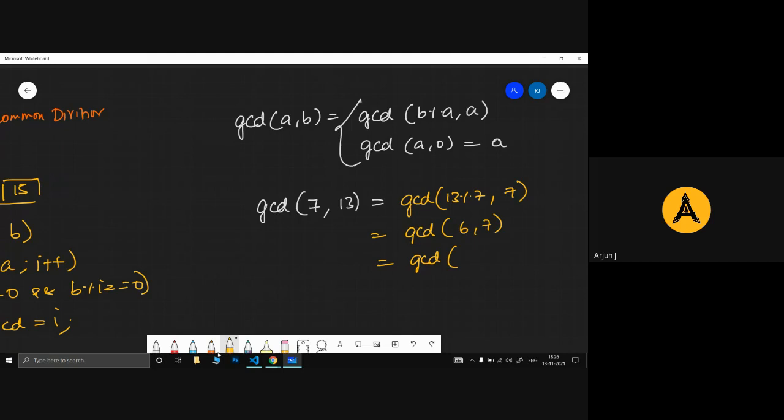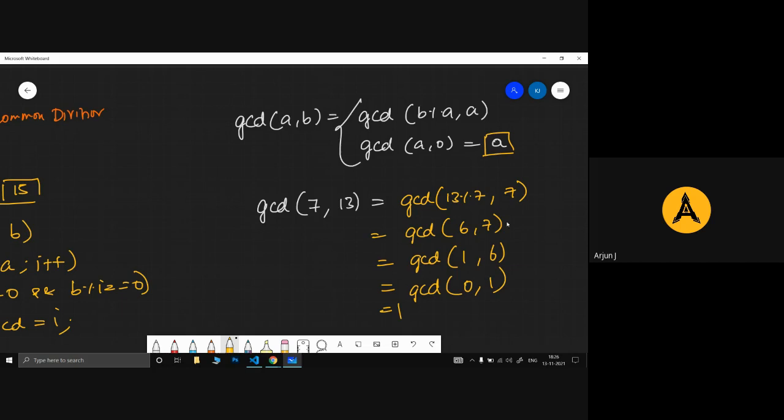So 7 mod 6 is going to give us 1, and we will have 6 over here. The next step, again, 6 mod 1 is going to give us 0, and then we will have 1 over here. So we see that one of the inputs has turned out to be 0. In that case, we will be printing the other one. So GCD of 7 comma 13 would be 1.